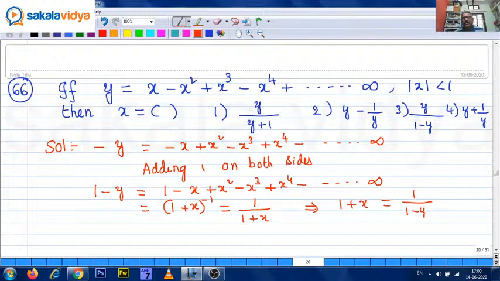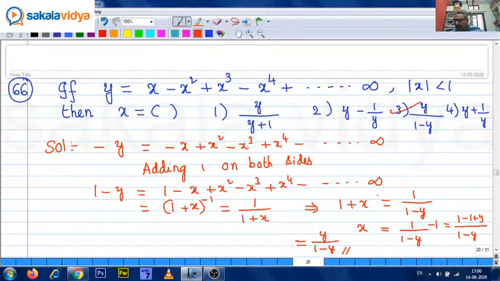Now we can write 1 plus x equals 1 upon 1 minus y. We need to find the x value. x equals 1 upon 1 minus y minus 1, which gives 1 minus 1 plus y, so this equals y upon 1 minus y. That means the third option is the right option.